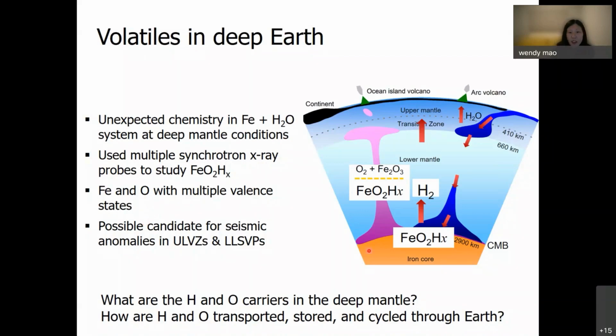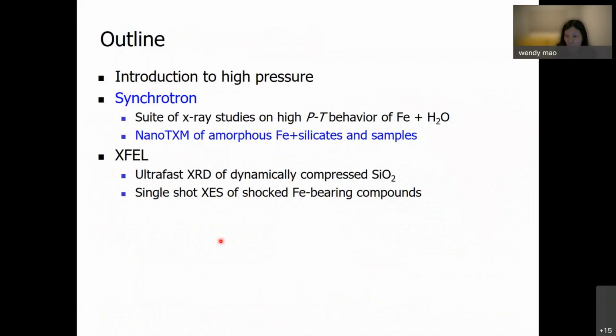And ultimately, we want to understand volatiles in the Earth: what are the hydrogen and oxygen carriers in the deep mantle, and how are hydrogen and oxygen transported, stored, and cycled through the Earth. Okay, so now I want to move on and discuss an example where we use one technique that can be used to look at a number of deep Earth problems.